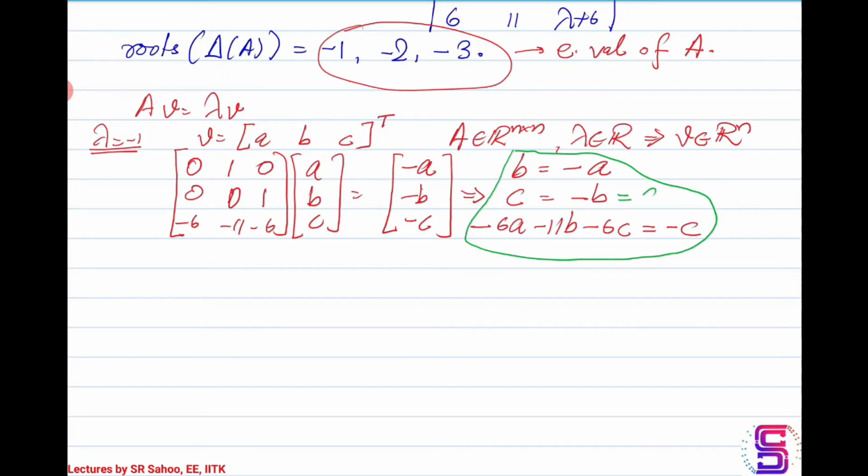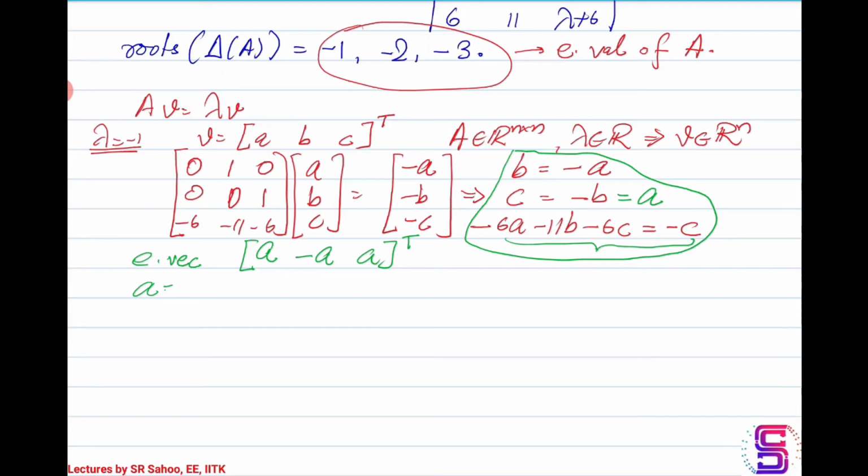You can observe that if b is equal to minus a and c is equal to minus b, which is in fact going to be equal to a, and you substitute this relationship in the third equation, you will end up satisfying the third equation. So here the eigenvector is going to have a structure which will be a, minus a, a. This is what you'll have.